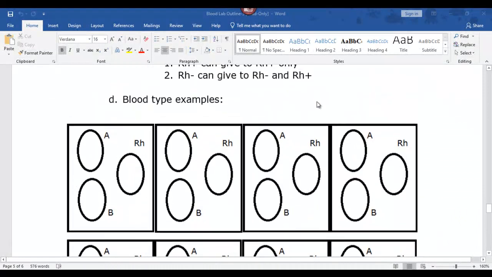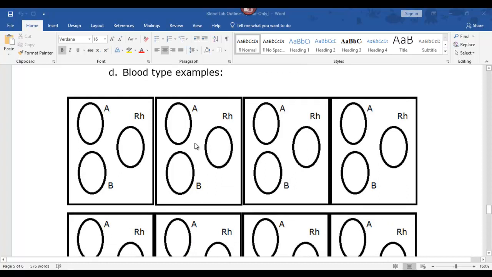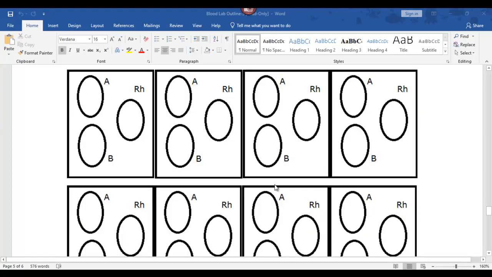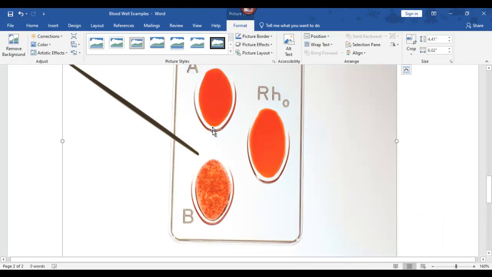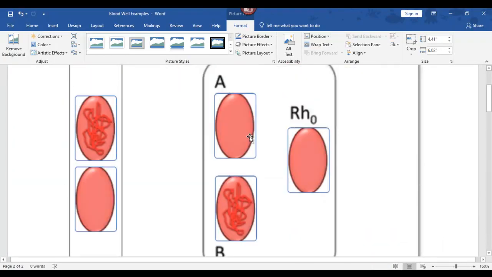Okay, for the last section of our lab, for the first part of this course, the last thing we're going to cover is blood type examples. You have to be able to read one of these little wells, determine the person's blood type, and then indicate who they can donate to and who they can receive from. So I'm going to start here first. Now, that's the real thing.